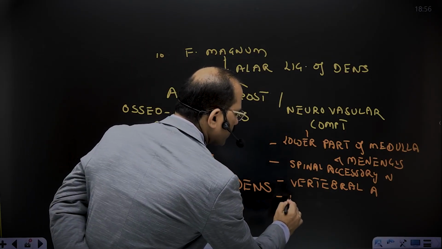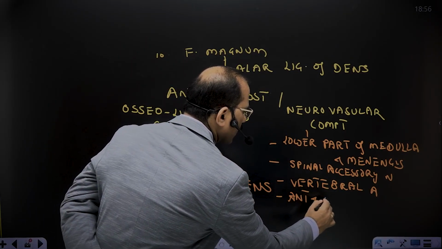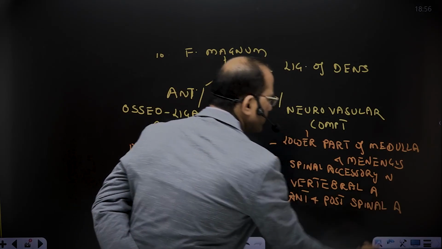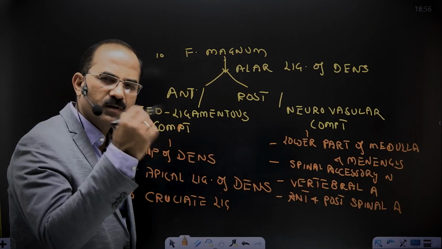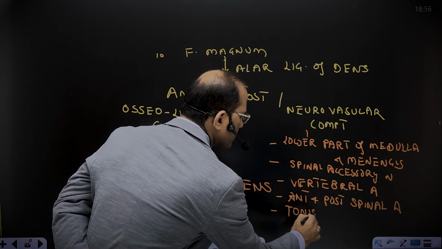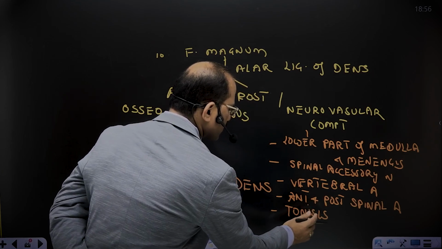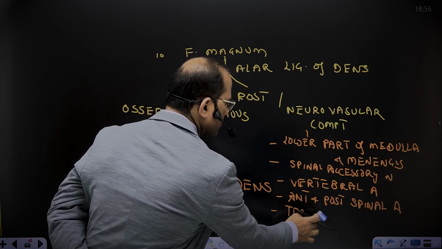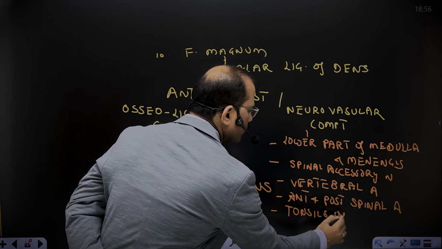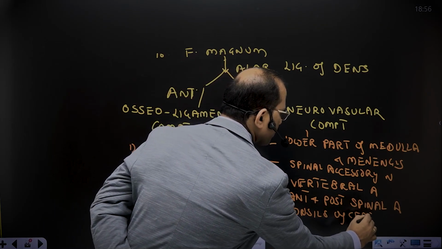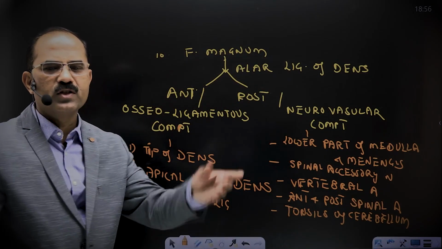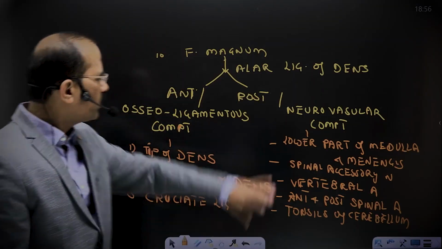The branches of the vertebral artery go down. Which are they? The anterior and posterior spinal arteries. These are the branches of the vertebral artery which are going down. The last thing is a part of the cerebellum known as the tonsils of the cerebellum. It's a part of the cerebellum which is projecting down. So be very clear about this, students.